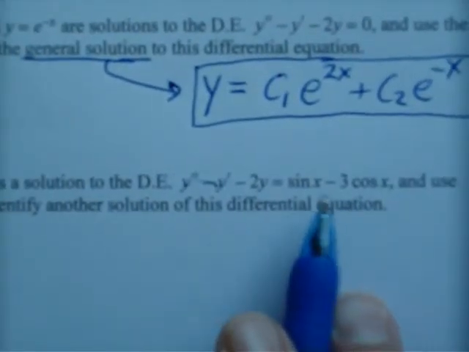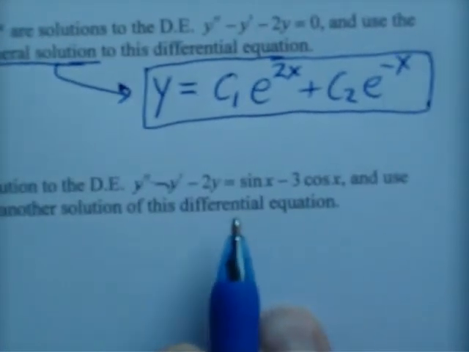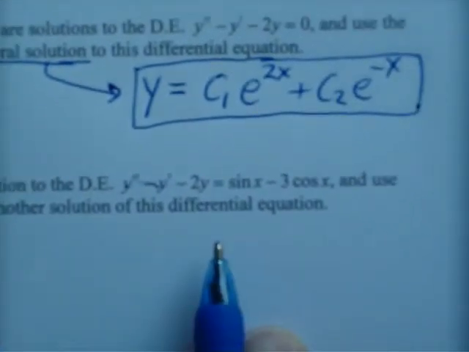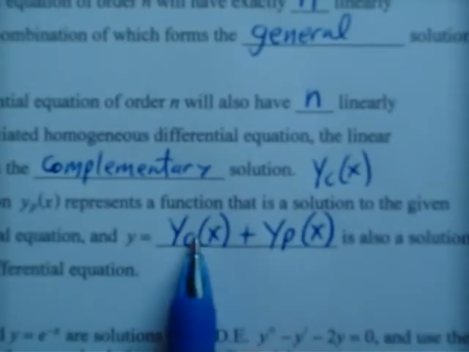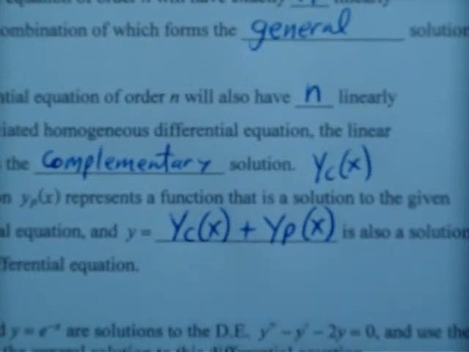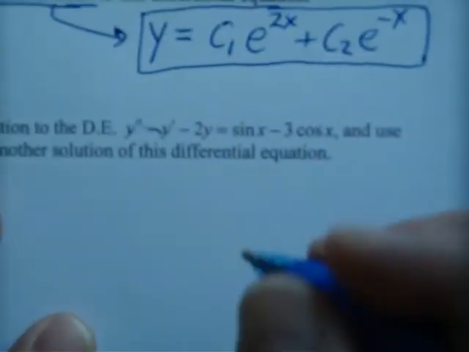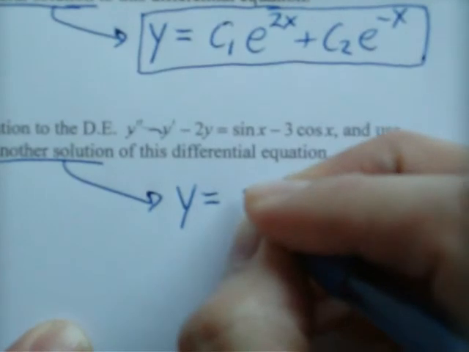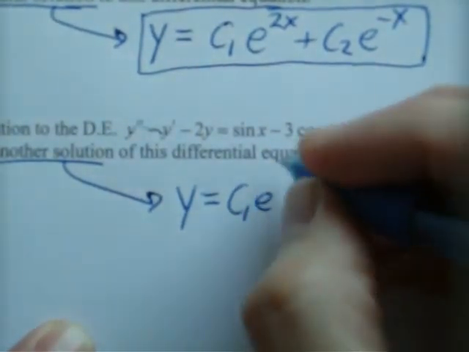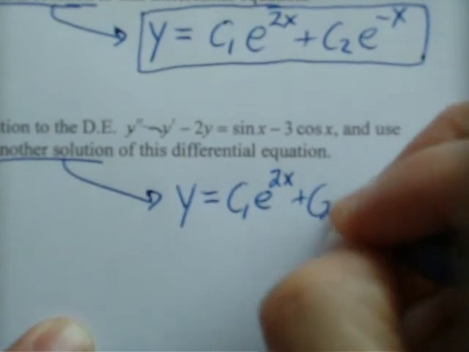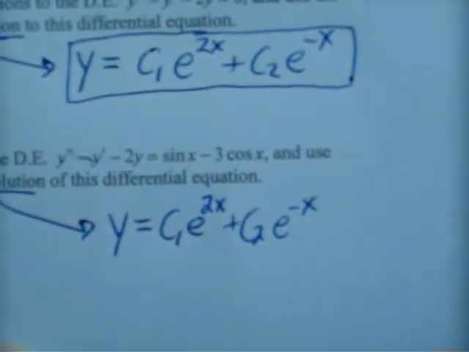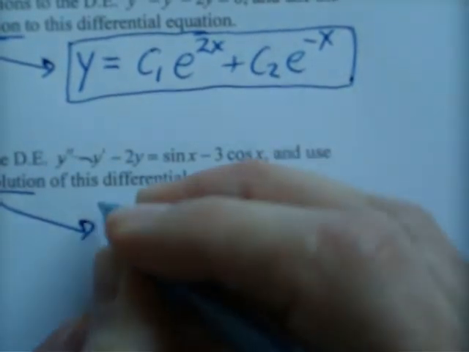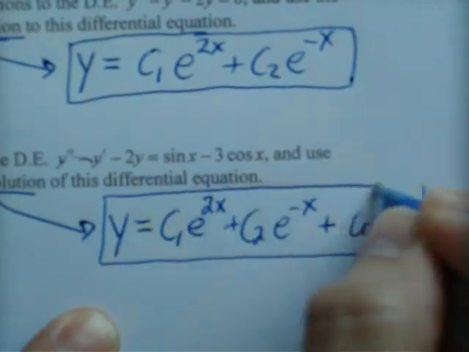Once again, I'll leave that as an exercise, and I'll work it out and post it in Angel. Then it says, use the answer to example 2 to identify another solution to this differential equation. Well, I know from up here that if I take the complementary solution plus the particular solution, that gives me another solution. So that's what I'm doing here. So another solution would be the complementary solution, which I just found in example 2, because that was the solution to the associated homogeneous differential equation. And then plus the particular solution, which is the cosine of x. This will also be a solution to that given differential equation.